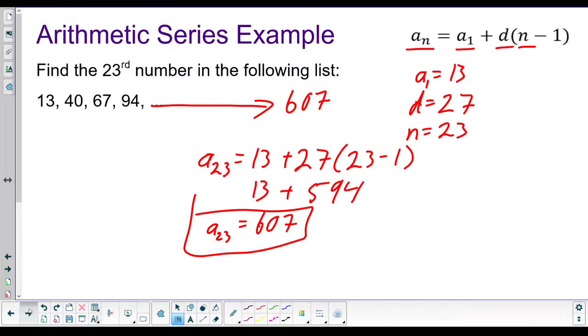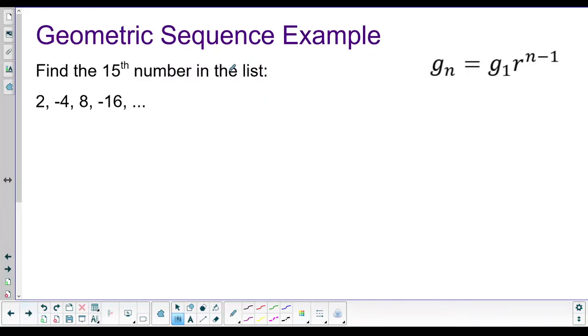Nice first example. All right, let's look at a geometric sequence. So we want to find the 15th number, and what we need to know is the first term, the number we're multiplying by, and which term we're looking for. So G1 is 2.